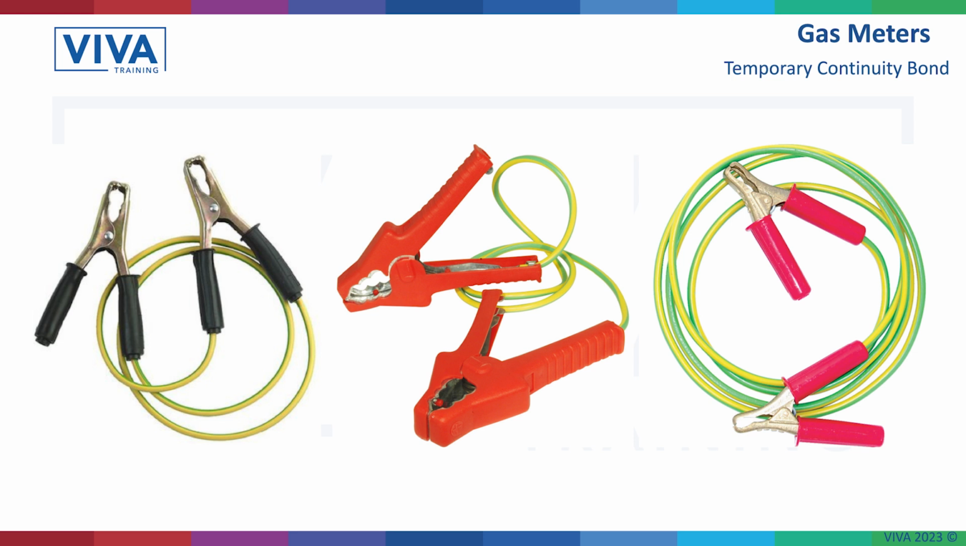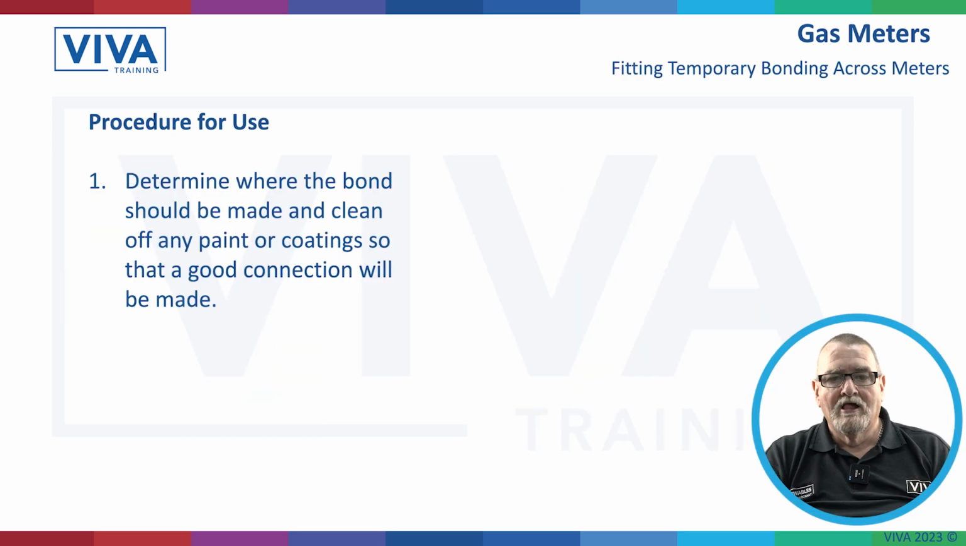There's different types of continuity bond, as you can see from the picture. So, determine where we're going to start to put the bond. If there's paint on the pipework, we've got to scrape that paint off, because we're not going to get a good contact. Paint is a good insulator, so we're not going to get a good electrical contact. We need to have a nice piece of bare metal that we're going on to.